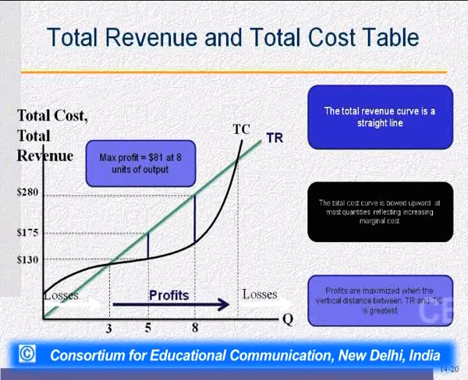So where you can say, what is the maximized profit area of this figure. So this is the vertical distance between TR and TC. जितना ये बढ़ता जाएगा आपका profit बढ़ता जाएगा किसी भी firm का.